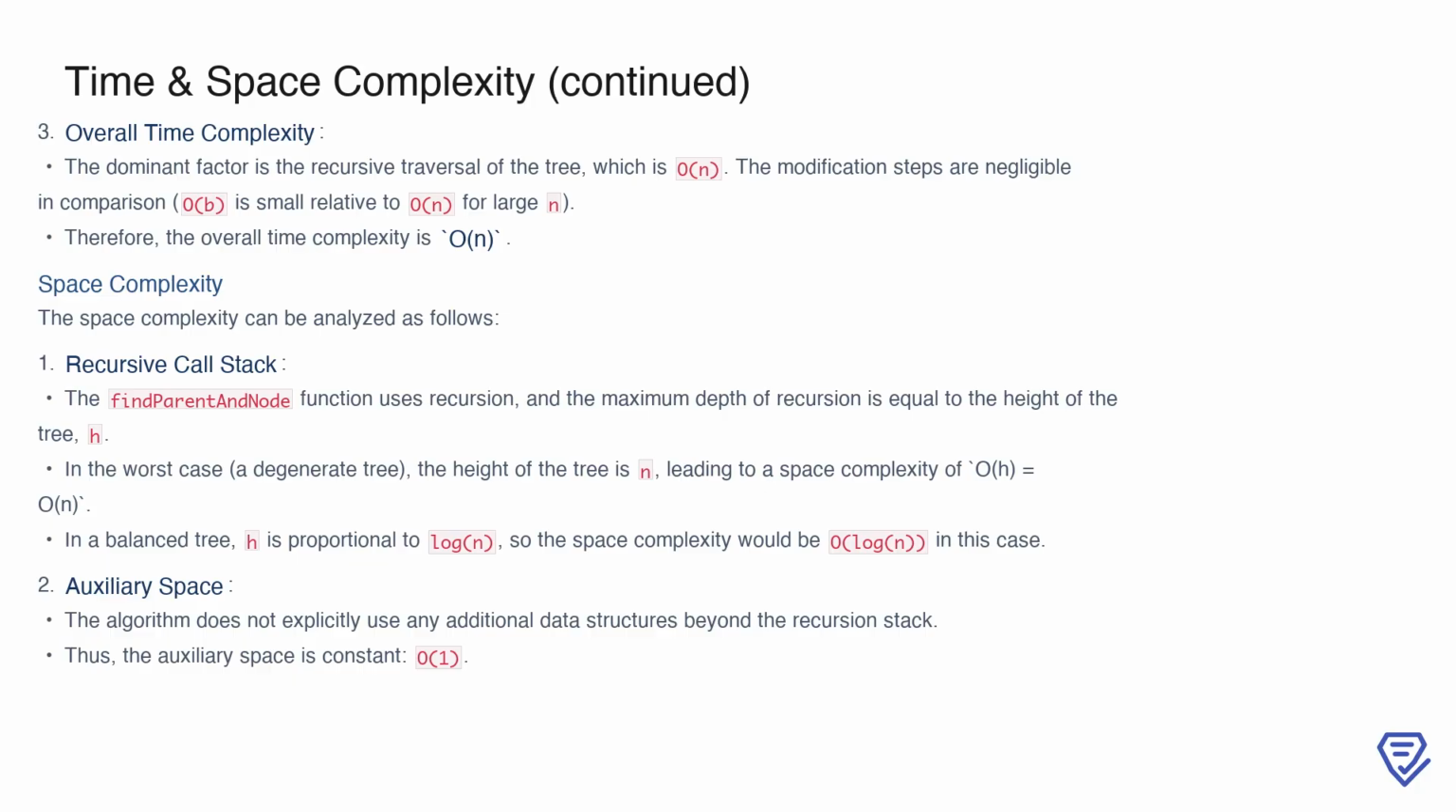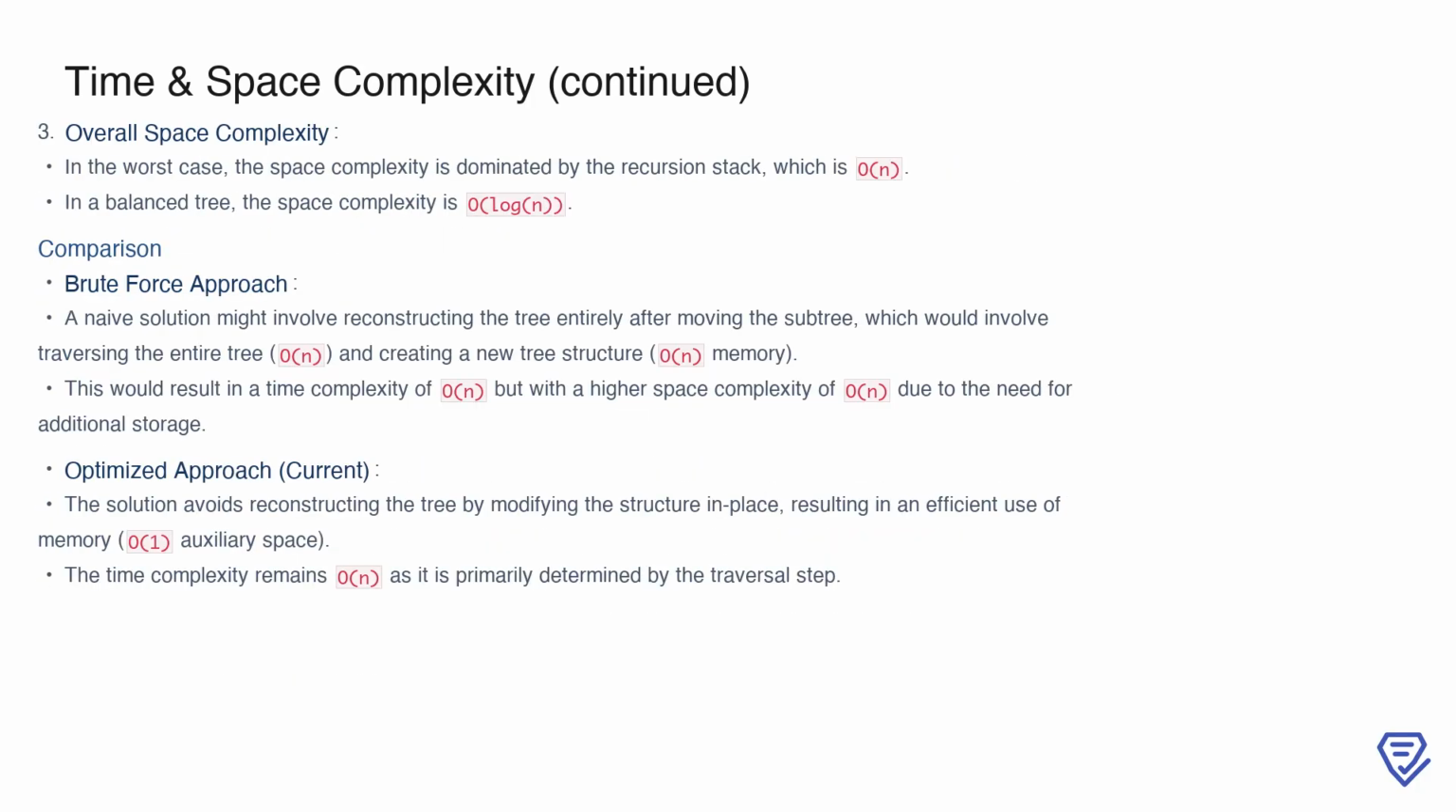For a balanced tree, however, the height is proportional to log n, so the space complexity in this case would be O(log n). Additionally, the algorithm does not require any extra data structures, so the auxiliary space remains constant at O(1). To summarize the overall space complexity, in the worst case, it is dominated by the recursion stack, leading to O(n). However, in a balanced tree, this is reduced to O(log n).